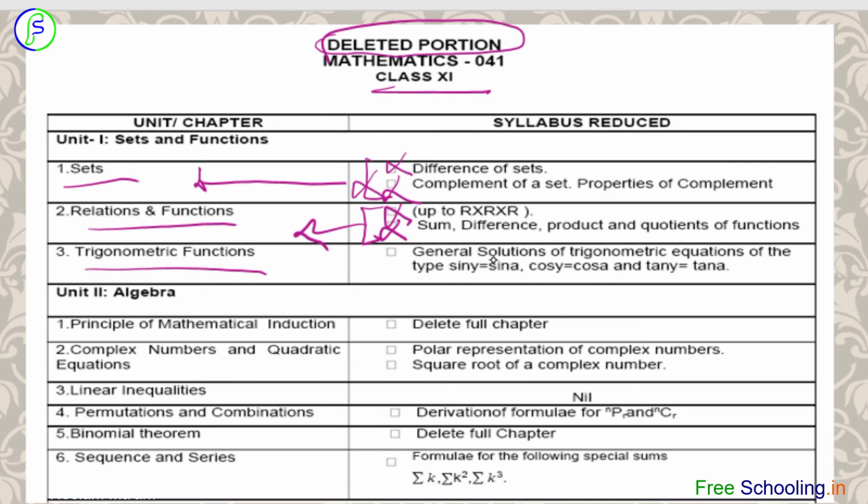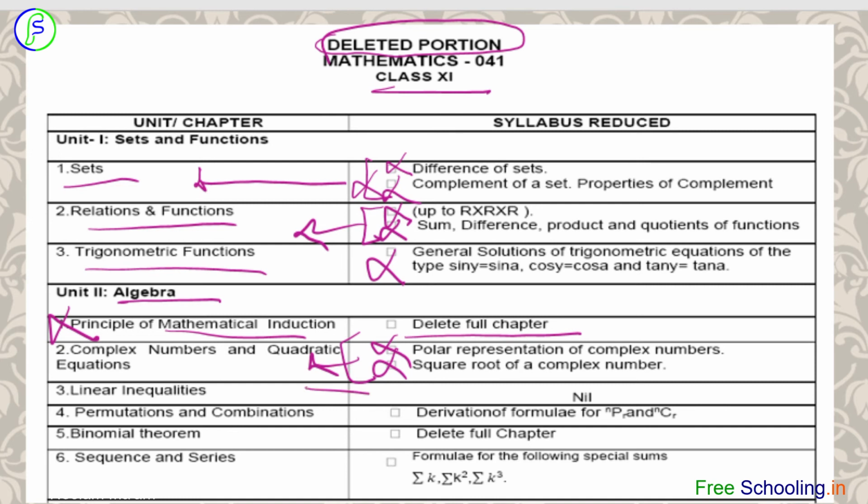Trigonometric function, general solution of the trigonometric equations. This will not be done at all. Algebra से the principle of mathematical induction. Full chapter will not be done. Complex number and quadratic equation. Polar representation of the complex number will not be done, and the square root of a complex number we will not study at all from the chapter.